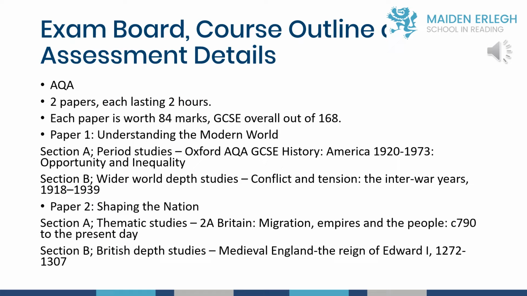Firstly, our exam board is AQA. The History GCSE with AQA involves two 2-hour-long exams, each focusing on 2 topics, meaning students will study 4 history topics overall. Each paper is out of 84, meaning the History GCSE is out of 168 marks.